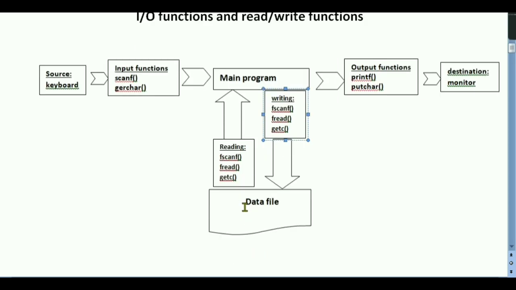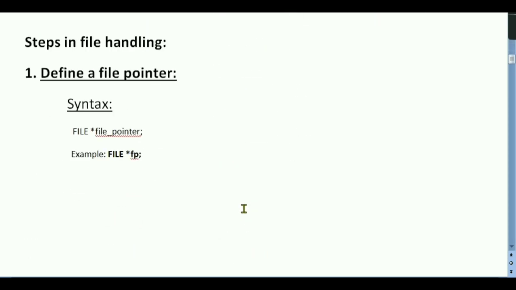Okay, so moving on, here are the steps in file handling. While you are doing file handling in C, you have to proceed through all the steps. First is to define a file pointer. As I said earlier, first you need a file pointer that will point to the file which you are going to deal with. For that we have the syntax: FILE, all capital, and an asterisk file pointer.